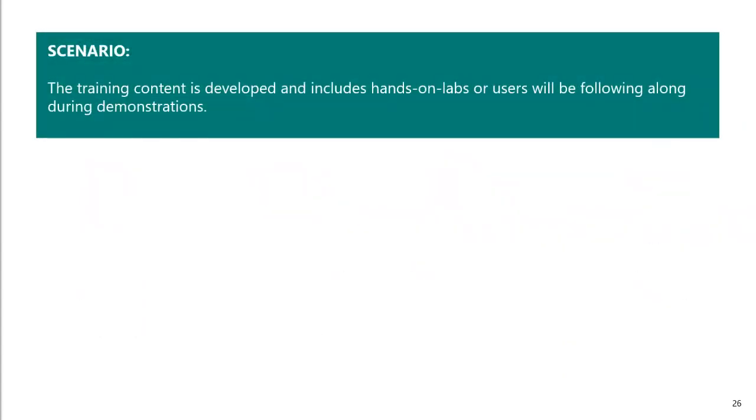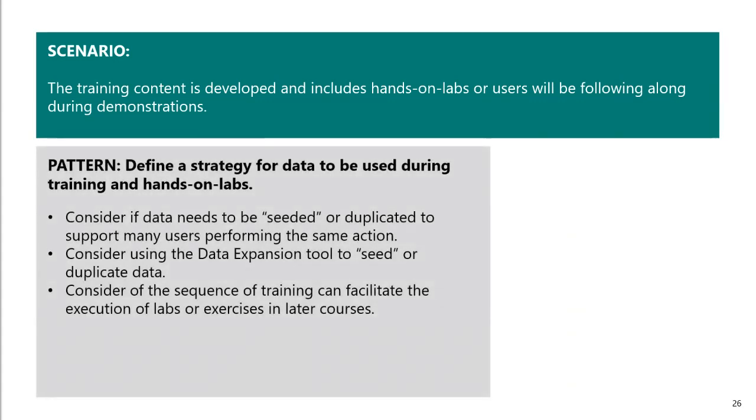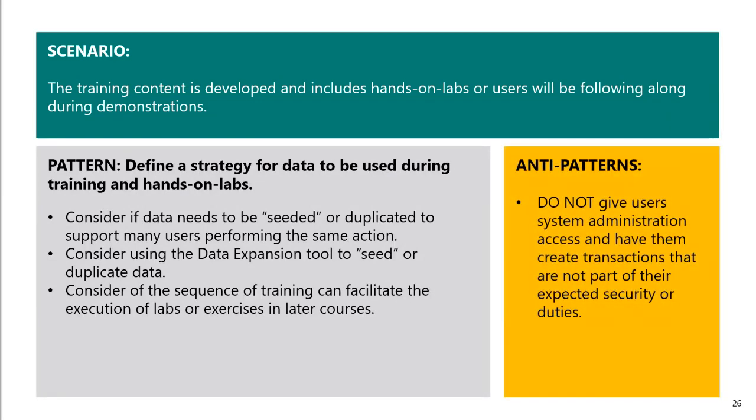All right, in our next scenario, the training content is developed and includes hands-on labs or users will be following along during demonstrations. It's really important that you define a strategy for the data that's going to be used during your training and hands-on labs. You might need to seed data or duplicate data to support many users doing the same action in the system. So if that's the case, think about possibly using the data expansion tool to help seed or duplicate that data.